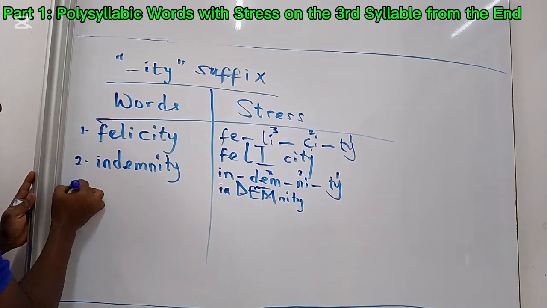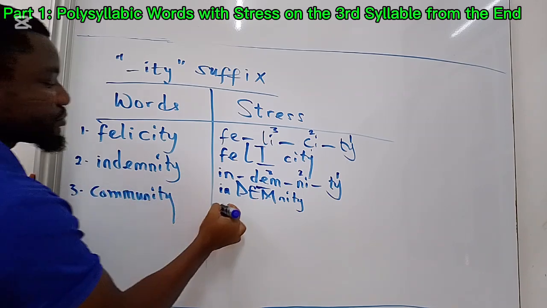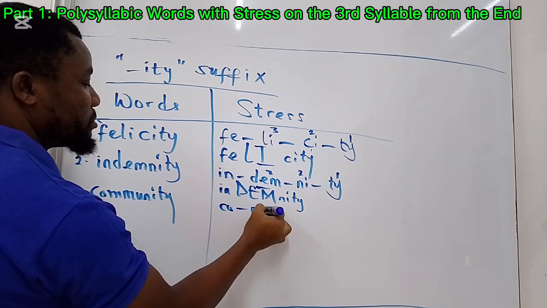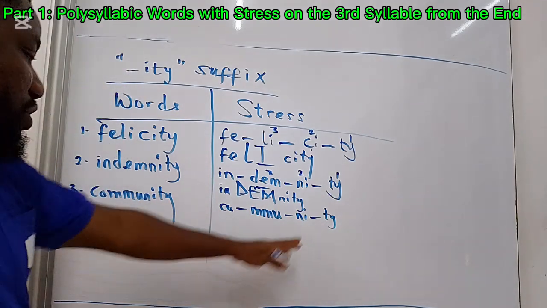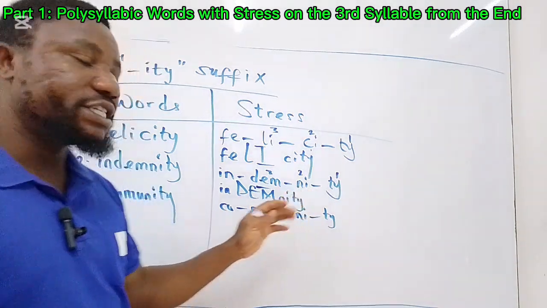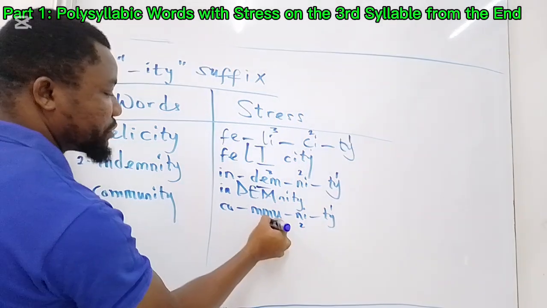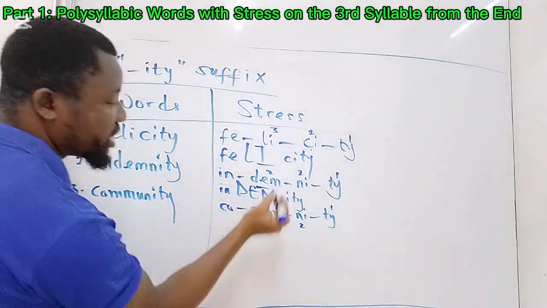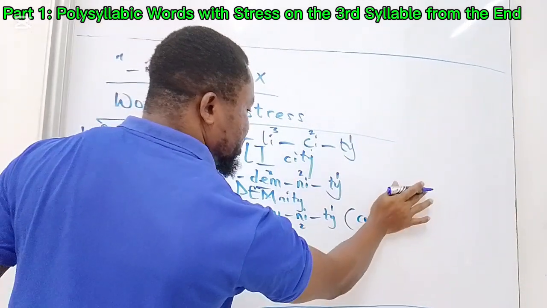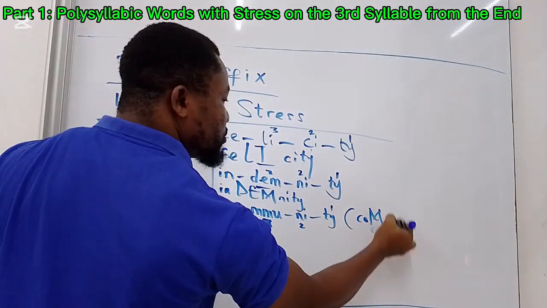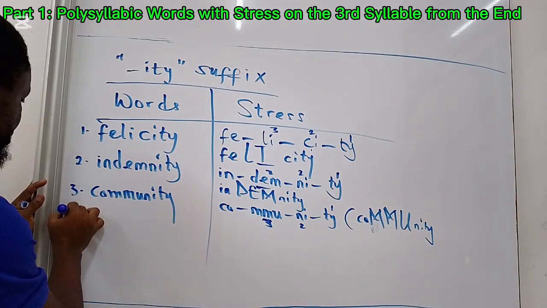Another example is the word community. So we have com, then we have mu, then we have ni, then we have ty, the same ity suffix ending. So this is the last syllable, this is the second, the penultimate, then we have the third syllable. This is what takes the stress. Community.